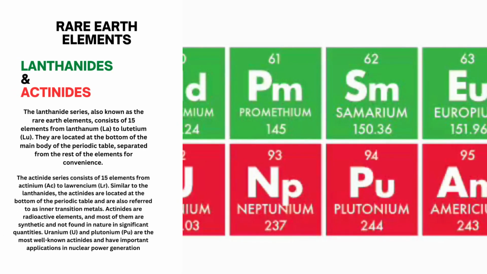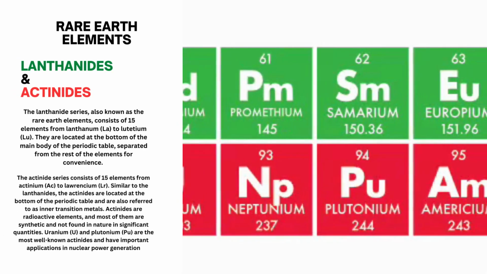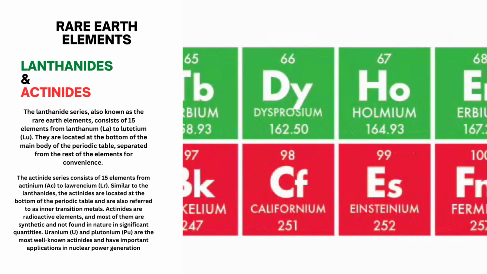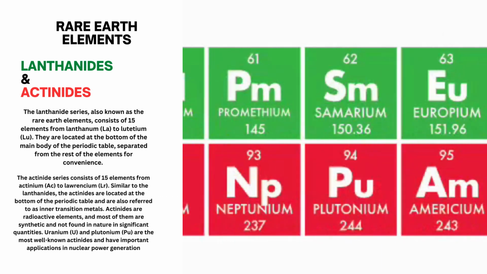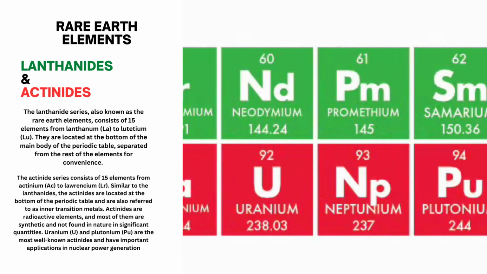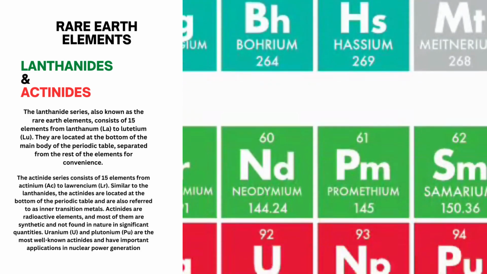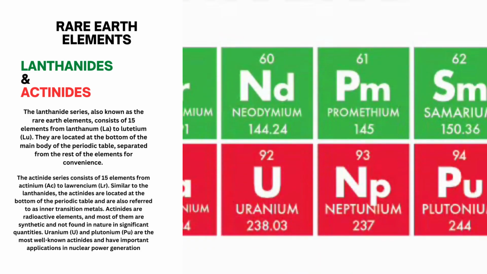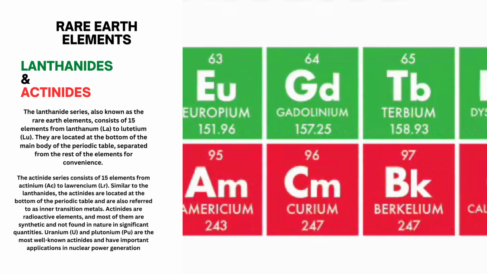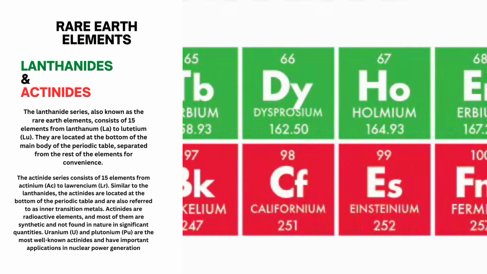The lanthanides, also known as rare earth elements, consist of 15 elements from lanthanum to lutetium. They are located at the bottom of the main body of the periodic table, separated from the rest of the elements for convenience. The actinides consist of 15 elements from actinium to lawrencium. Uranium and plutonium are actinides and are radioactive.